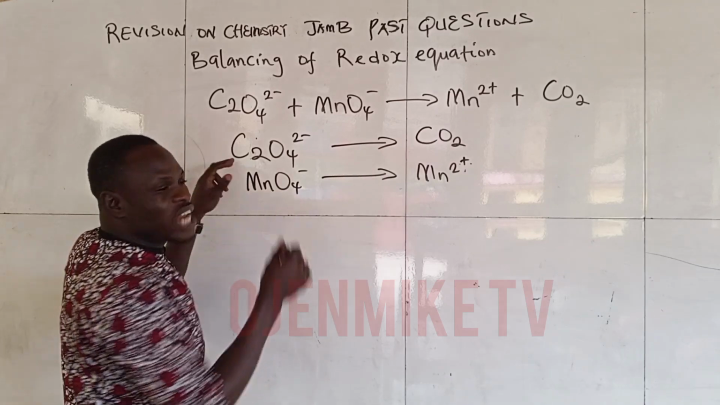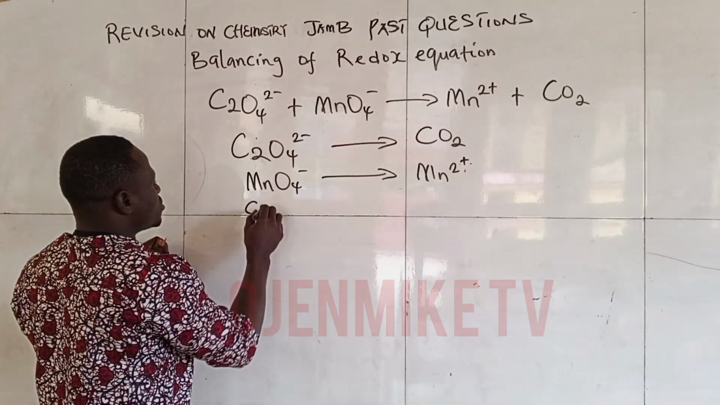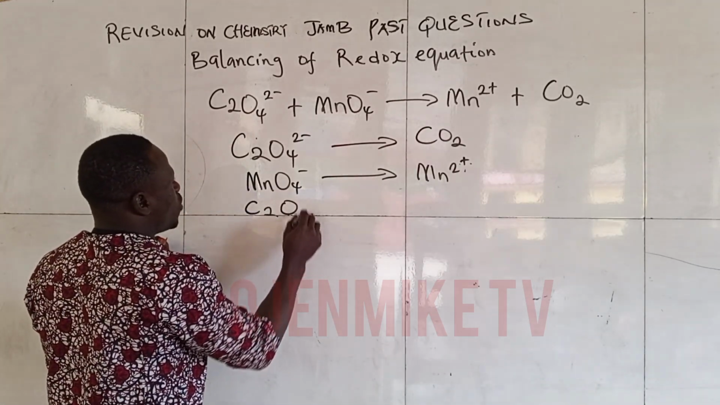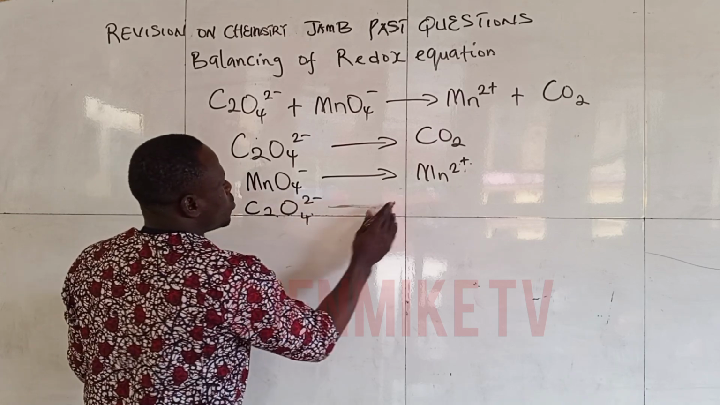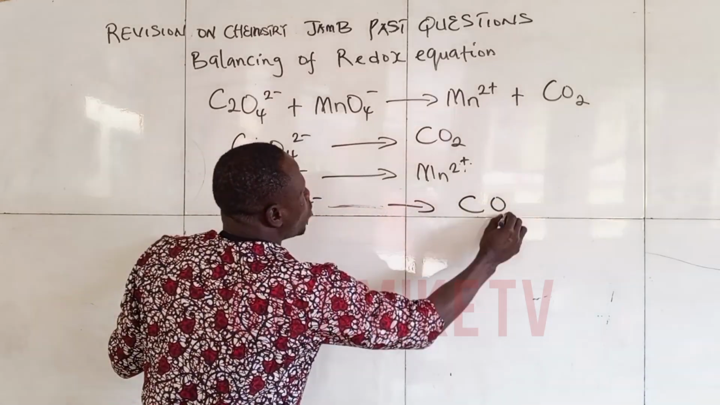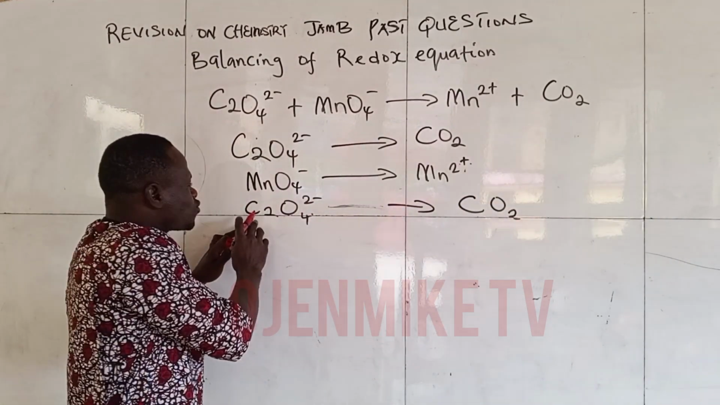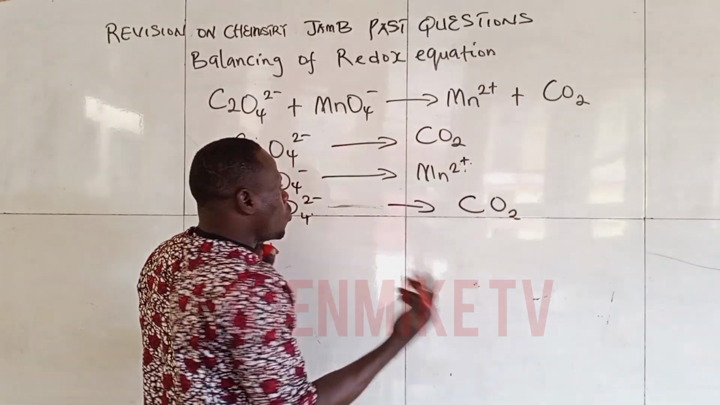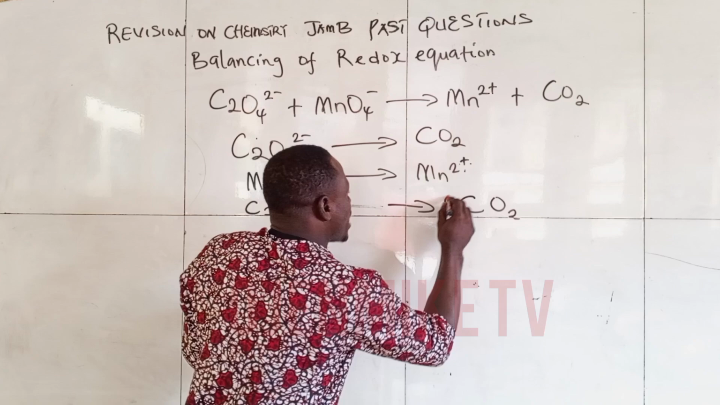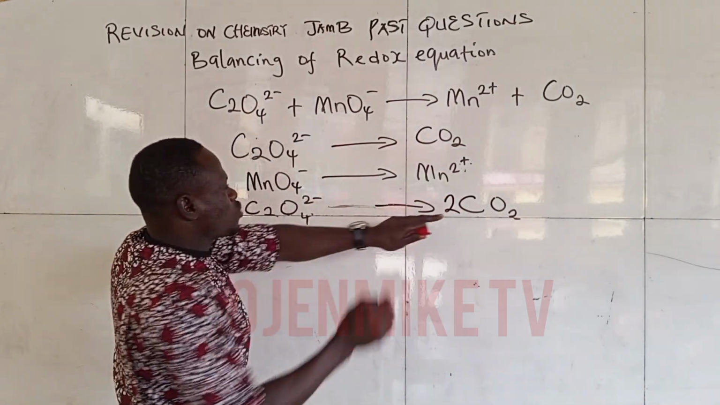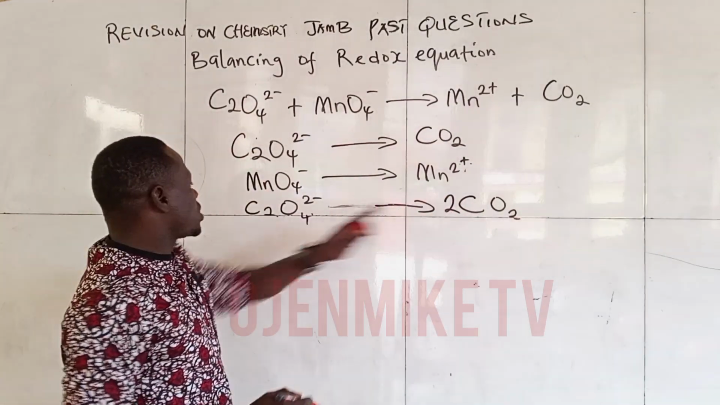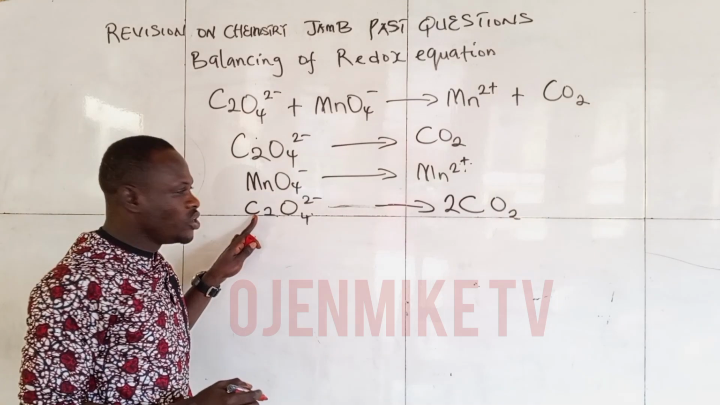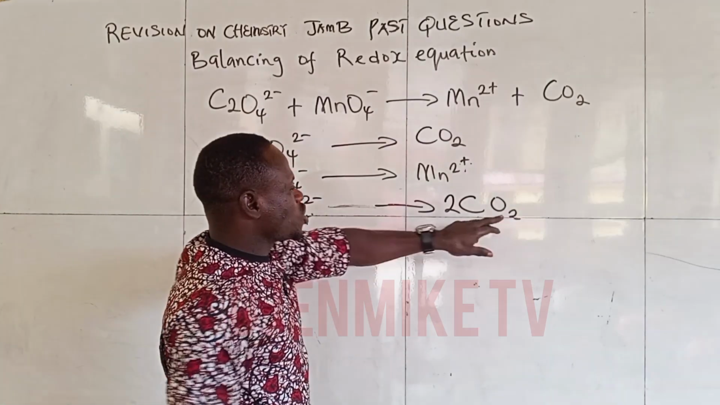So we rewrite this equation again. C2O4 2- will give us CO2. Since we have 2 carbon atoms here and 1 carbon atom here, what we simply do is add 2 here. If you add 2 here, it means that carbon here is 2 and carbon here is 2. Are you following?